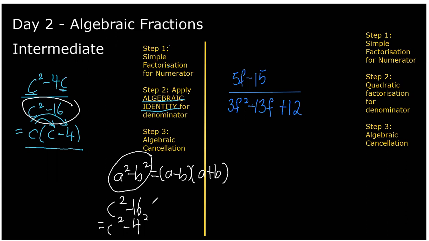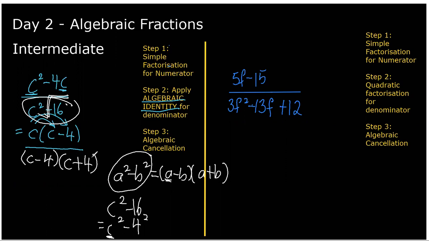I know that my A is c over here. So this will be c minus, you just imagine that you do a square root like that. Can you see? I just do a square root over here. So the square root of 16 is 4. Close the bracket. Open another bracket. I'm just going to put c plus 4.